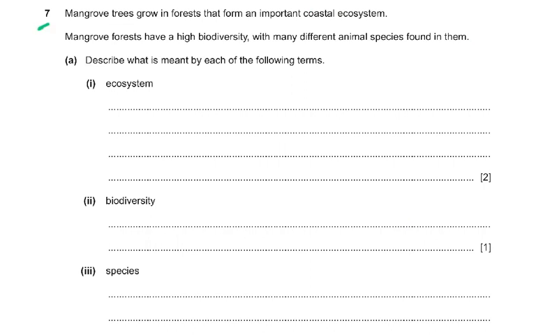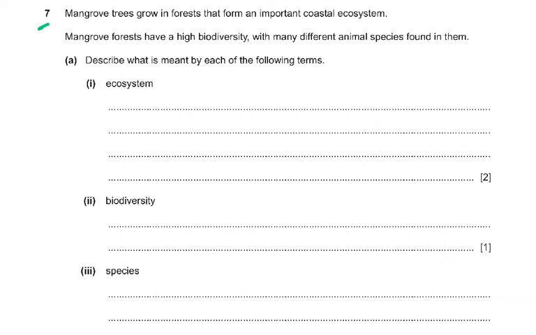Now coming to the last question. Mangrove trees grow in forests that form an important coastal ecosystem. Mangrove forests have a high biodiversity with many different animal species found in them. Describe what is meant by each of the following terms. Ecosystem: living component, 1 mark; non-living component, and interacting with the living component, 2 marks. Then biodiversity: number of different species in an area. Species: group of organisms that can reproduce to produce fertile offspring.